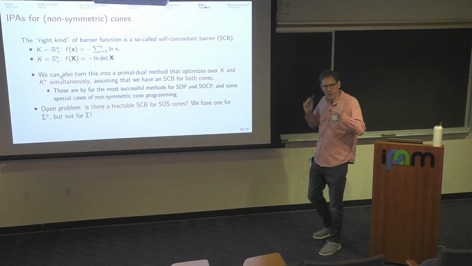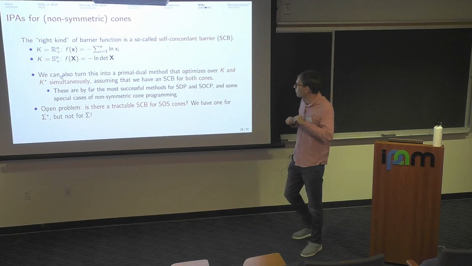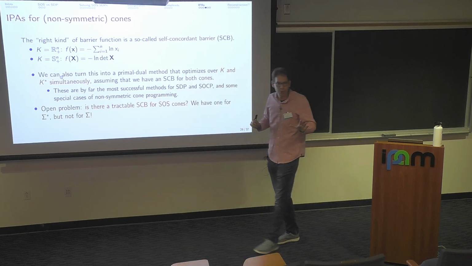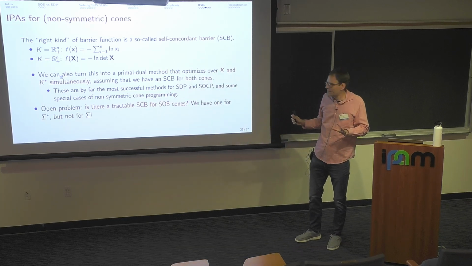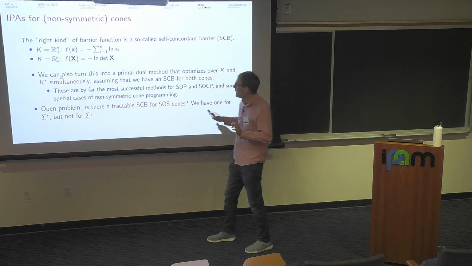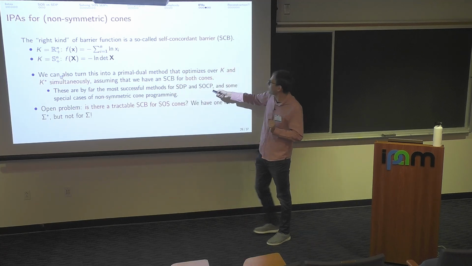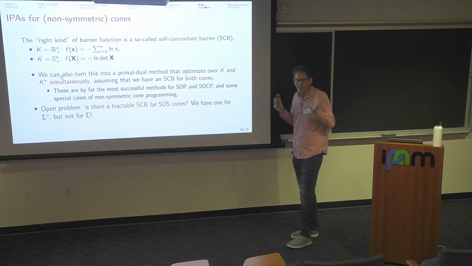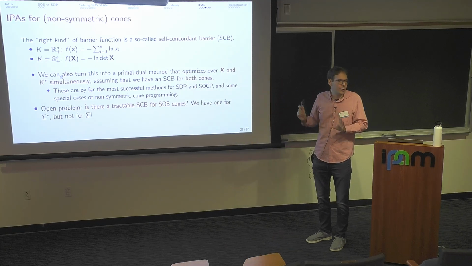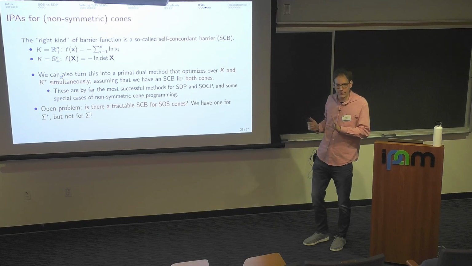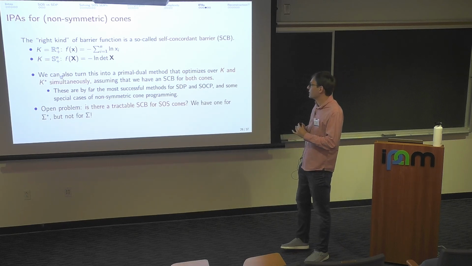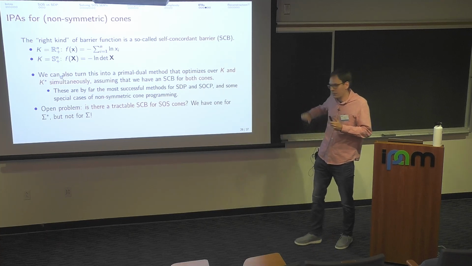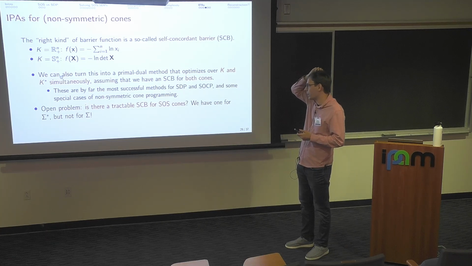So now going back to general non-symmetric cone programming, I have two cones, K and K star. Ideally, I want to solve the primal problem and the dual problem at the same time. And if I have the right kind of barrier, again, these are called self-concordant barriers, if I have that kind of a barrier function for both cones, then at least at a high level, I should be able to figure out an algorithm that will do this, and everything should work. Surprisingly enough, that's still not easy. So there is still quite a bit of literature on how to make that work.